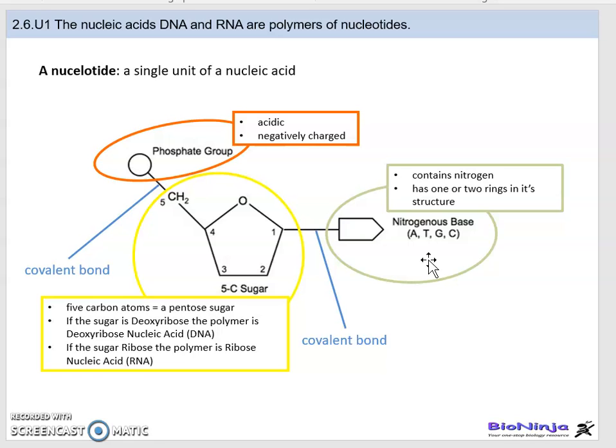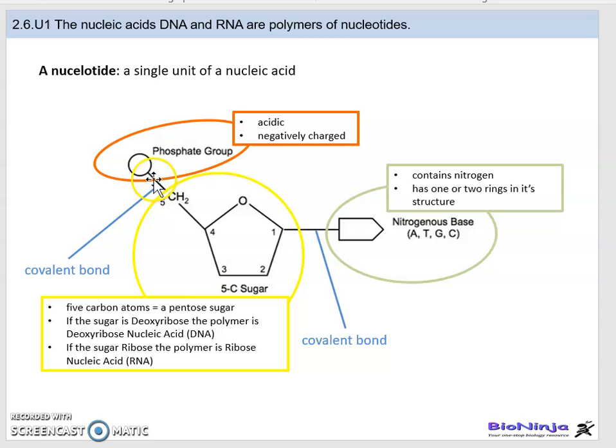So if we look at the differences between DNA and RNA at the nucleotide structure, we've got to think about the differences in the sugar part, ribose versus deoxyribose, and also the base parts, specifically thymine versus uracil for DNA and RNA respectively.